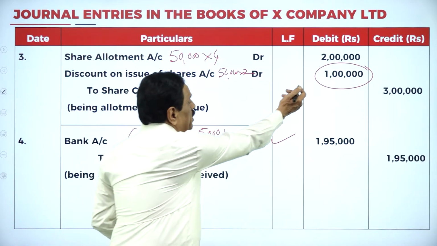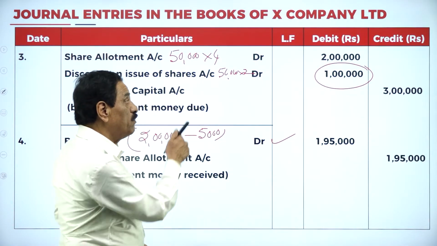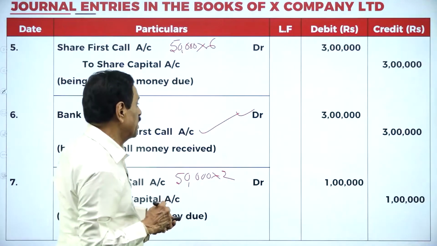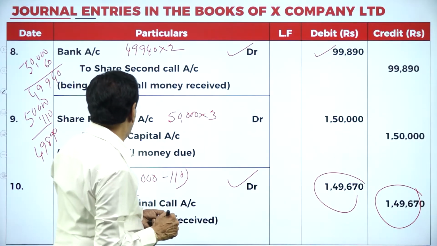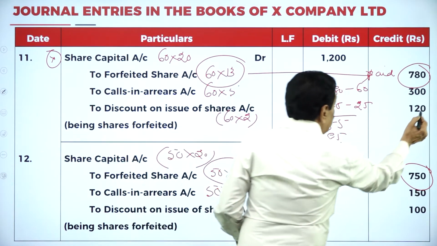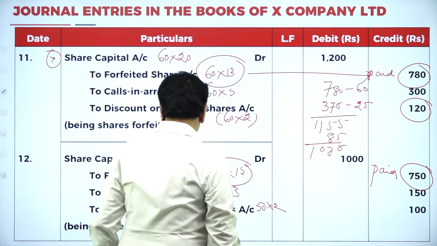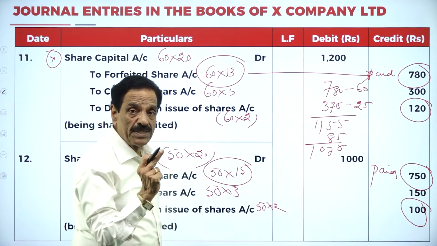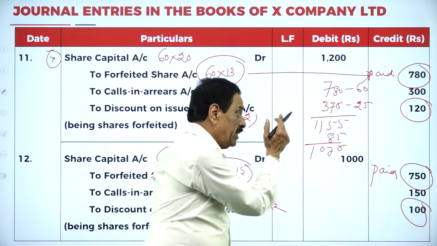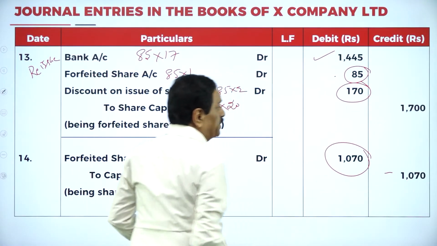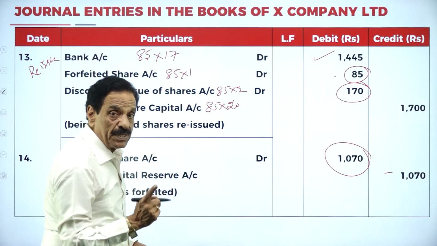Here, how much on the debit side? 1 lakh. You remember, 1 lakh is on the debit side. Then see, the discount will come. 1 lakh debit side. Credit side 120. Credit side 100. 220 credit side. 1 lakh debit side, 85 debit side.